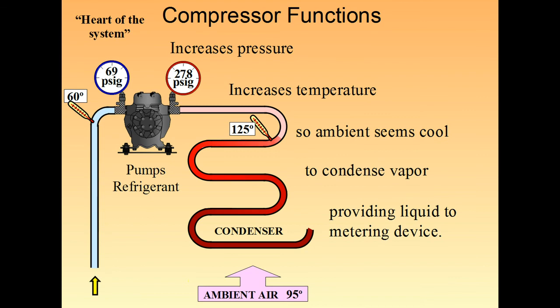Okay, so here's what we have coming into the compressor. The vapor is at 60 degrees in this example, at 69 psig. It gets compressed into 278 psig gas, and what that does is that increases the temperature of the refrigerant. Now the heat that's inside of this vapor right here is still contained inside of this vapor. All we've done is increase the pressure and thus increase the temperature.